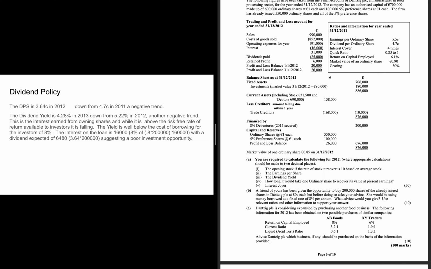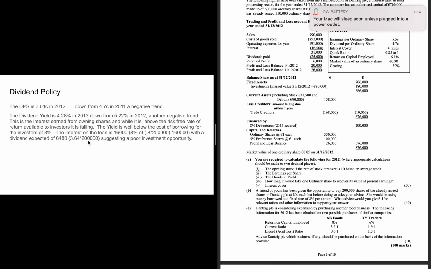Now, just like in the last one, we can work out what the interest on the loan is. So you're borrowing 160,000. So 80 cents by 200,000 is 160,000. That should probably be 14,000. So that's a typo. So 8% of 160,000 is 12,800. That should say 12,800. Now you're expecting to get a dividend of 6,480. So that's your dividends per share multiplied by the number of shares you're buying.